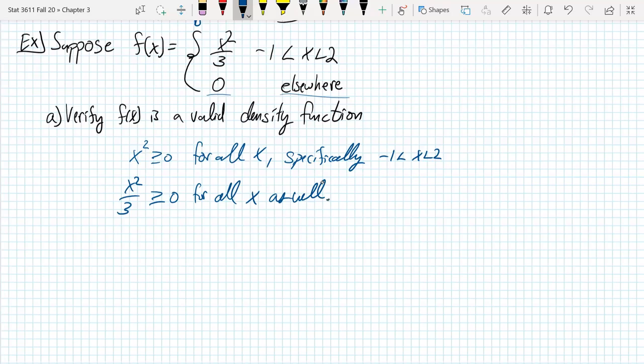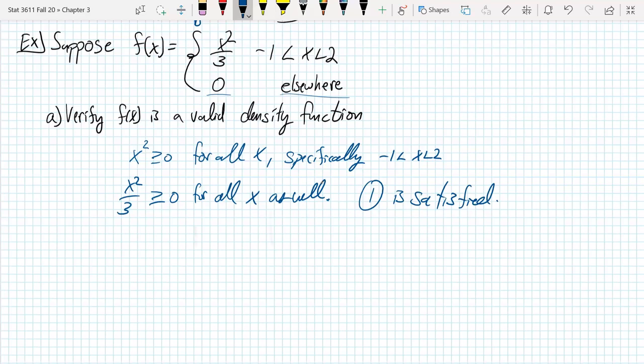And certainly it's 0 elsewhere, right? f of x is 0 elsewhere, so we are good to go. Condition 1 is satisfied, all right?